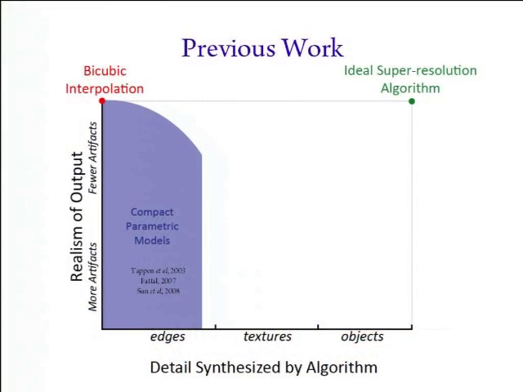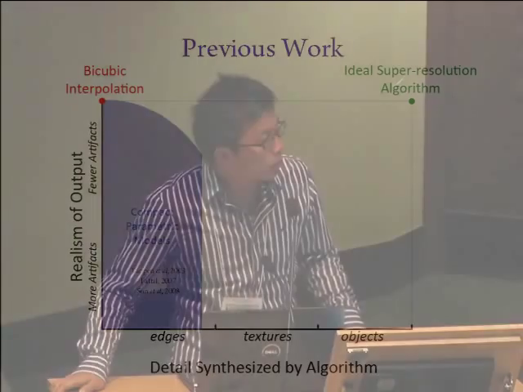And there is a lot of work on compact parametric models, such as gradient profile priors or sparsity priors, things like that. If you apply those, you can restore the edges pretty well. It gives you sharp, clean edges. But these parametric models are very limited in terms of being expressive. They don't give you texture, which is a more complicated phenomenon.